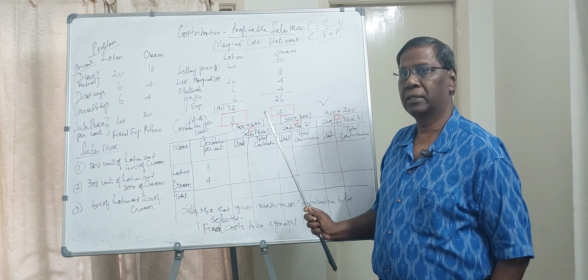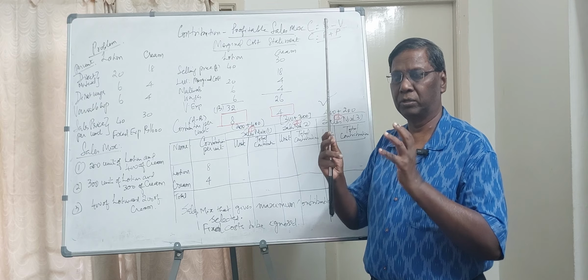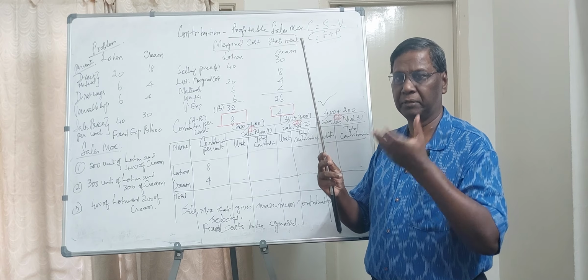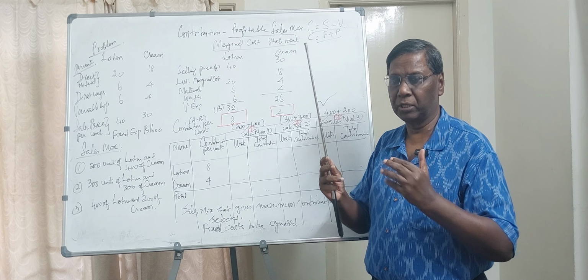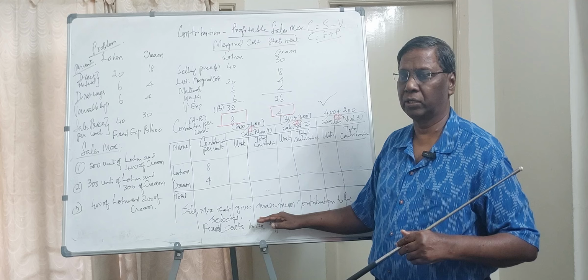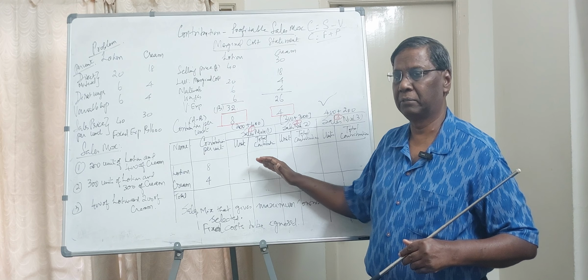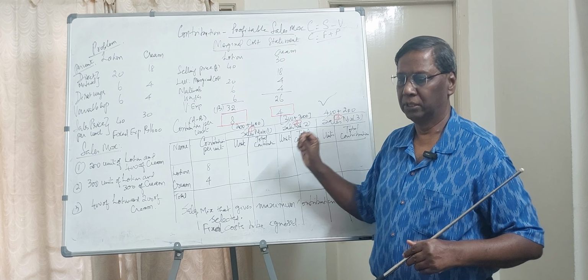Now, having calculated the contribution per unit, you have to decide which combination to choose. So you have to find the contribution for the first mix, second mix, and third mix. The mix that gives the highest contribution is the one you choose. Fixed cost we will not take into account. I already told you fixed cost is to be ignored.